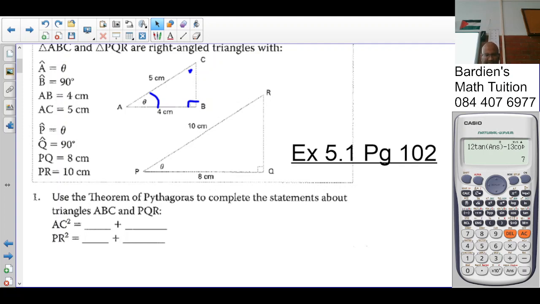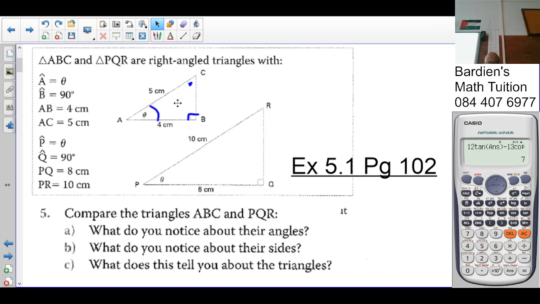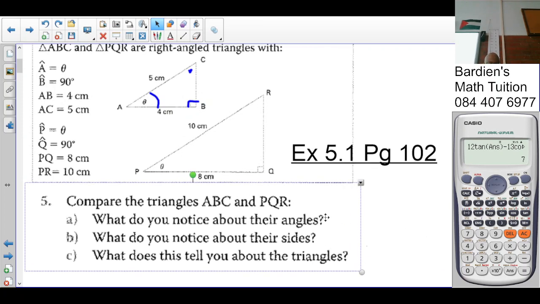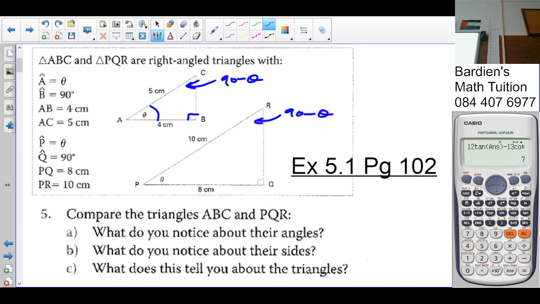Question 5. Then it says compare triangle ABC and triangle PQR. What do you notice about the angles? The angles are the same. Not so. What do you notice about the sides? The sides are in proportion.